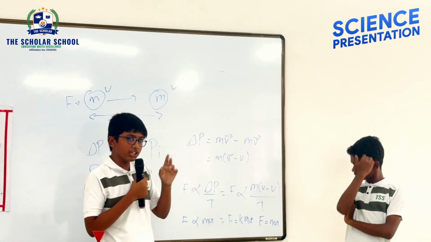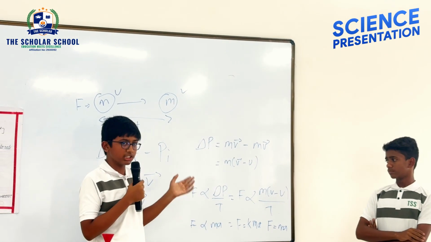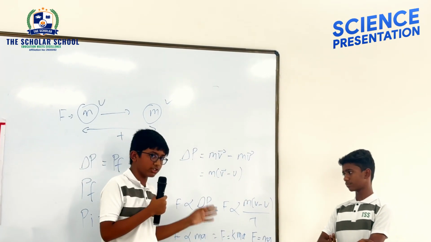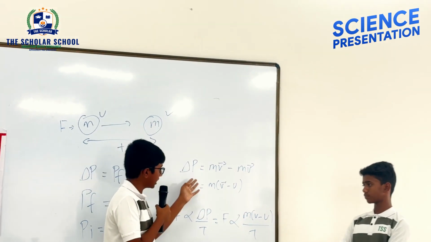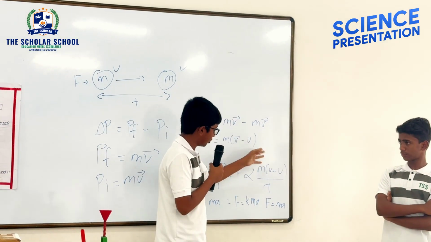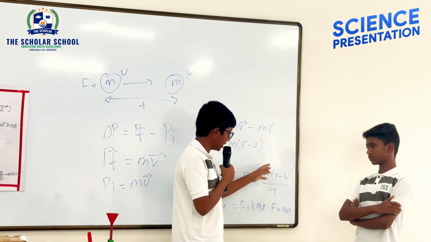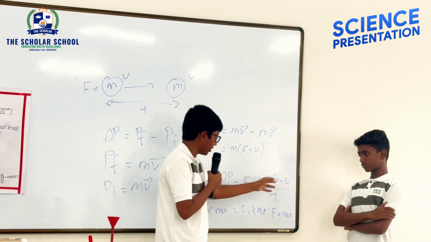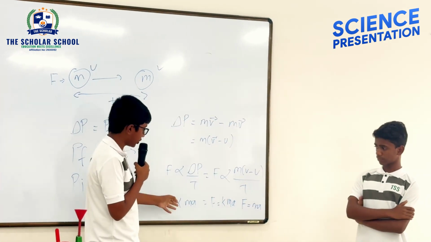As per Newton's second law of motion, the rate of change of momentum is directly proportional to the applied force. So F is directly proportional to change in momentum by t. So the value of change in momentum is equal to m into v minus u. So F is directly proportional to m into v minus u by t. And the formula for acceleration is equal to v minus u by t. So F is directly proportional to ma.